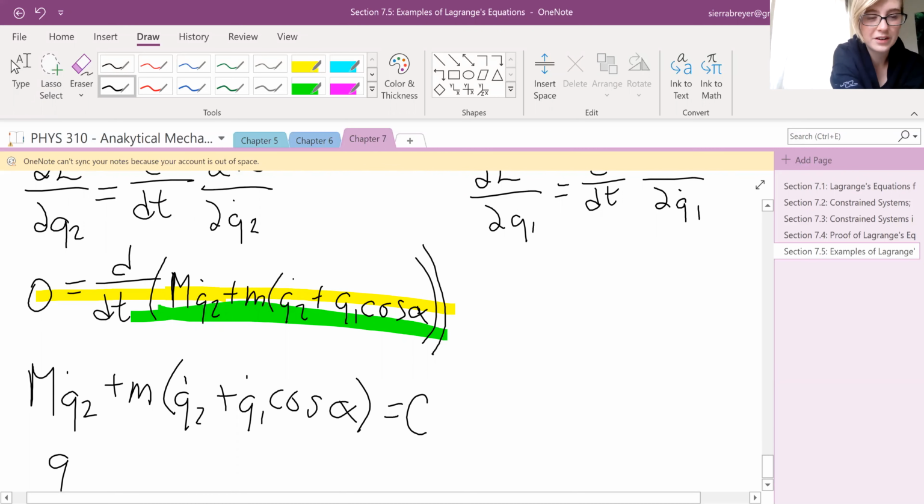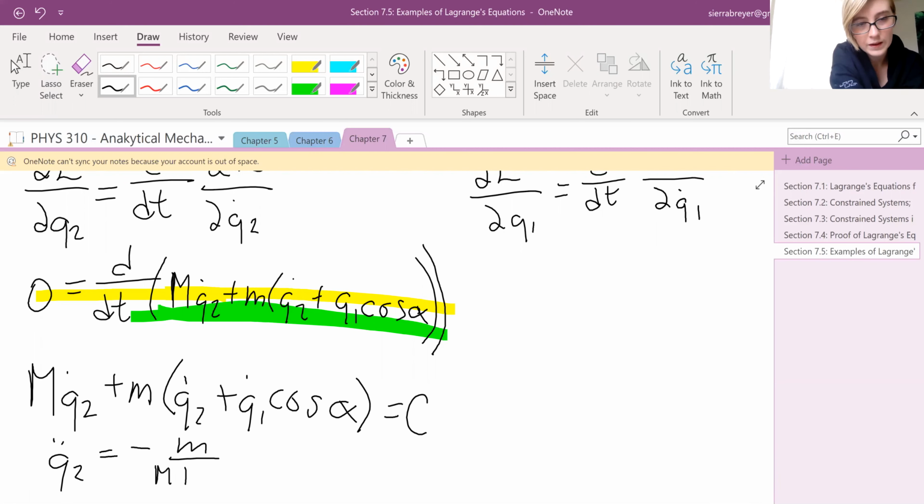It was really weird when I read it, and then I realized it just wanted us to think about it in a different way. So we end up getting M over M plus M, Q1, cosine alpha. Yeah, so that's what we get.